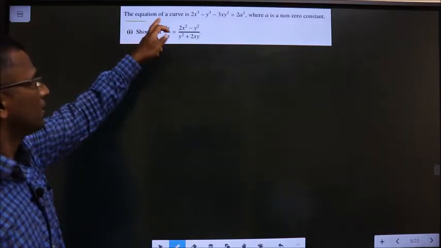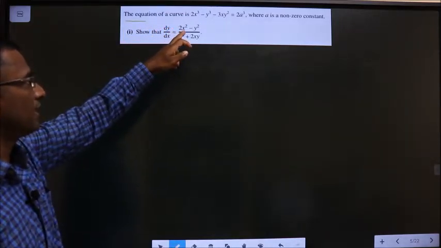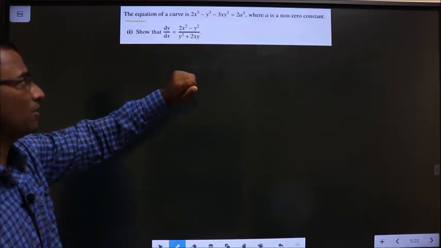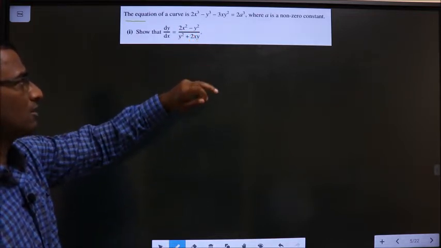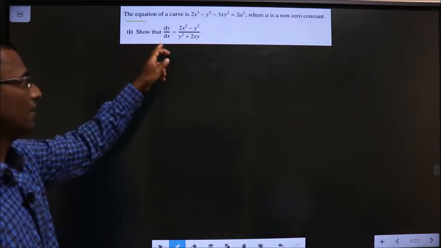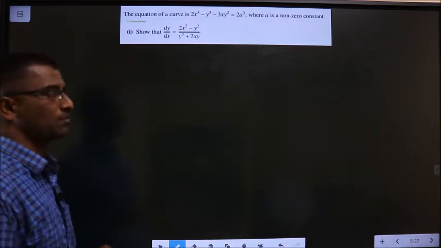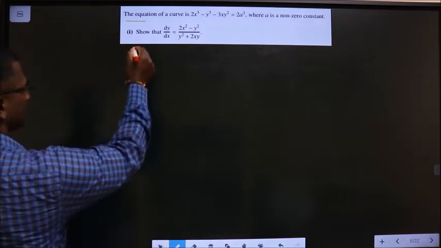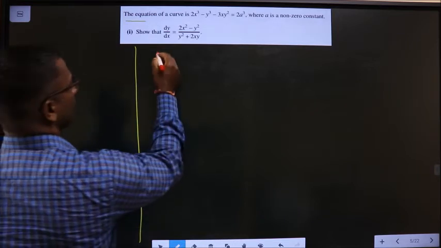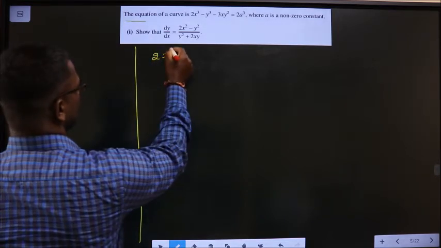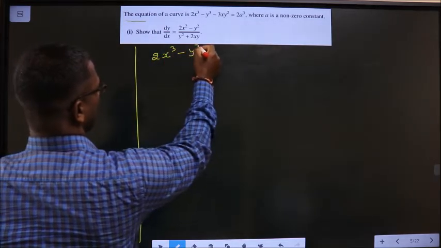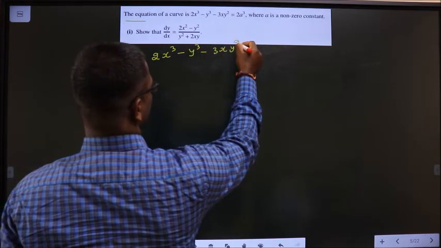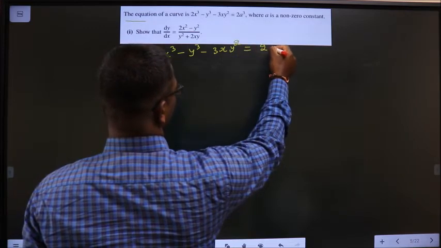The equation of a curve is 2x³ − y³ − 3xy² = 2a³, where a is a non-zero constant. Show that dy/dx equals this. First, the given equation is 2x³ − y³ − 3xy² = 2a³.